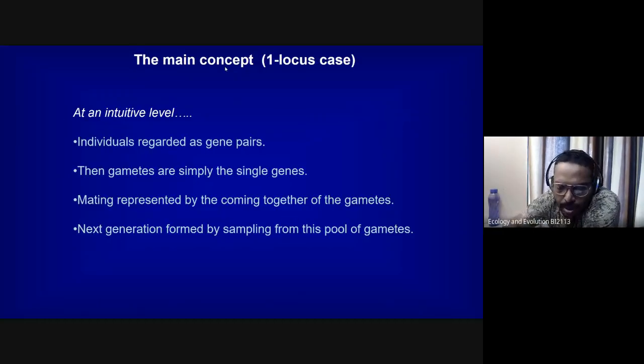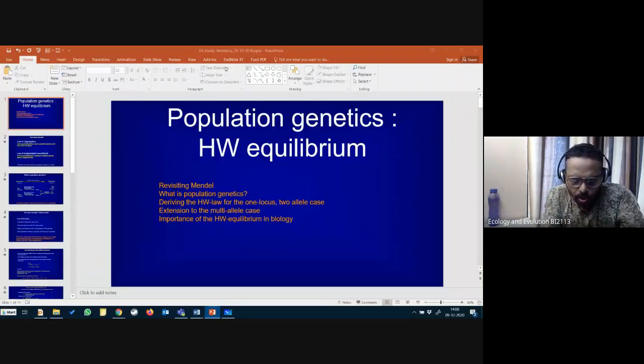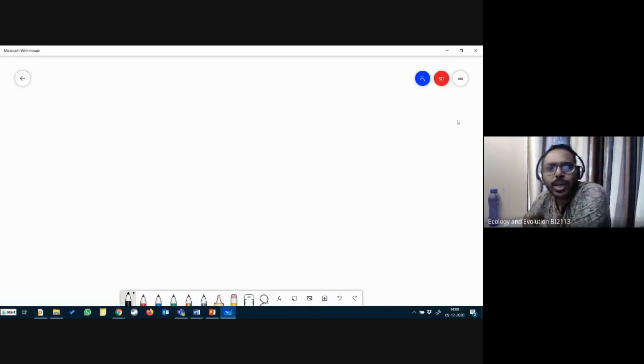So here, how exactly does population genetics do it? Now, in order to do that, population genetics conceptualizes the whole thing in a particular way. And understanding this conceptualization is the key over here.